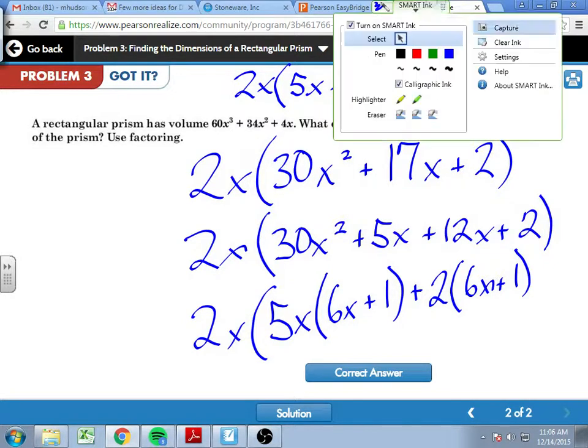Questions, comments, or concerns? All right, you guys can work on your homework. Once I get this figured out, we will Mind Trap a little bit.